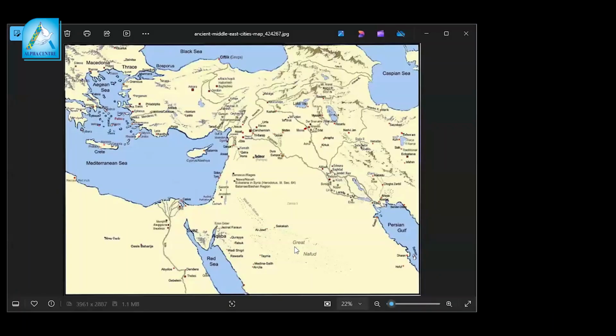Now we are still on Mount Sinai. I will show you a map. If you don't see it, tell me. Can you see this map? Yes, Father, we can.